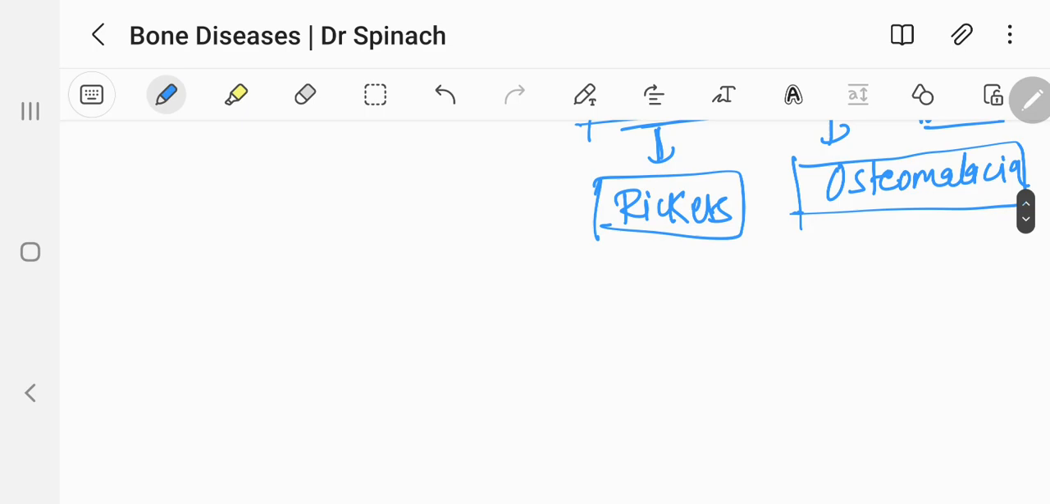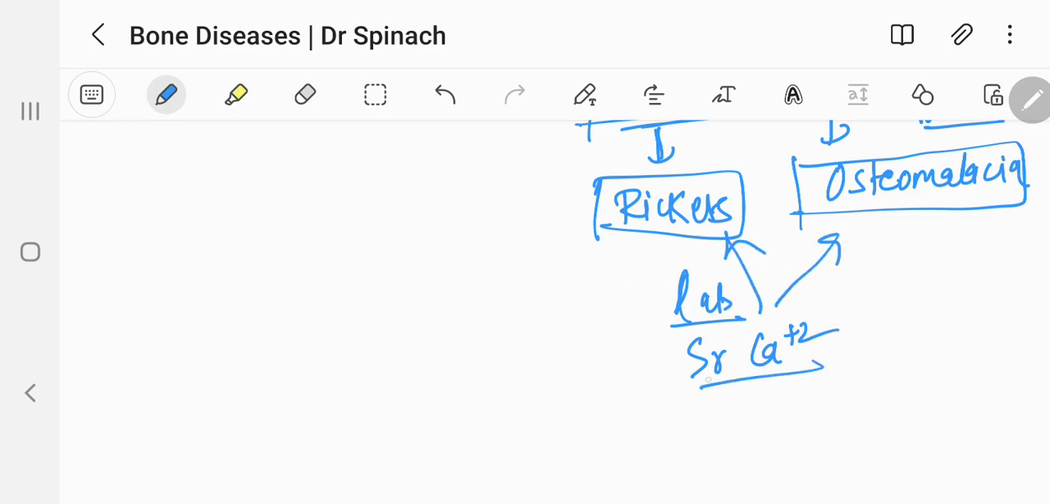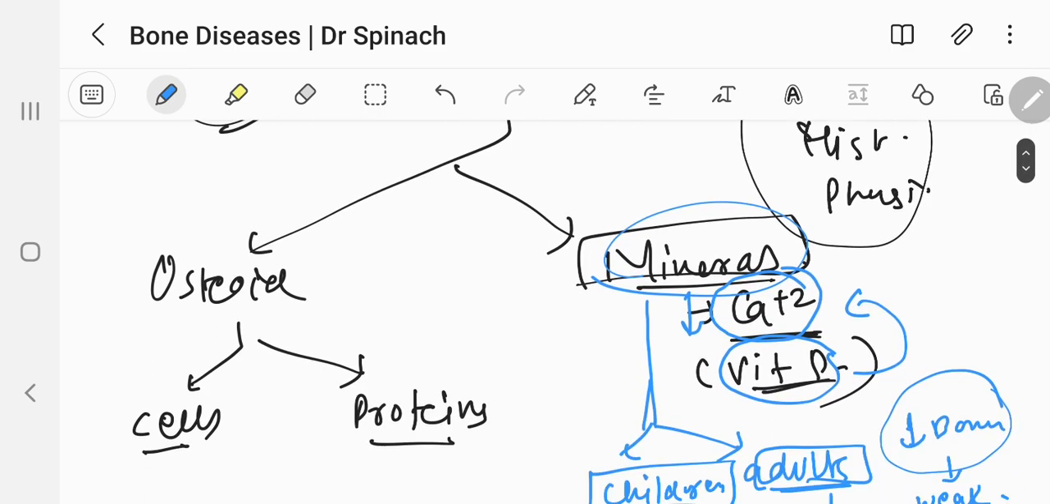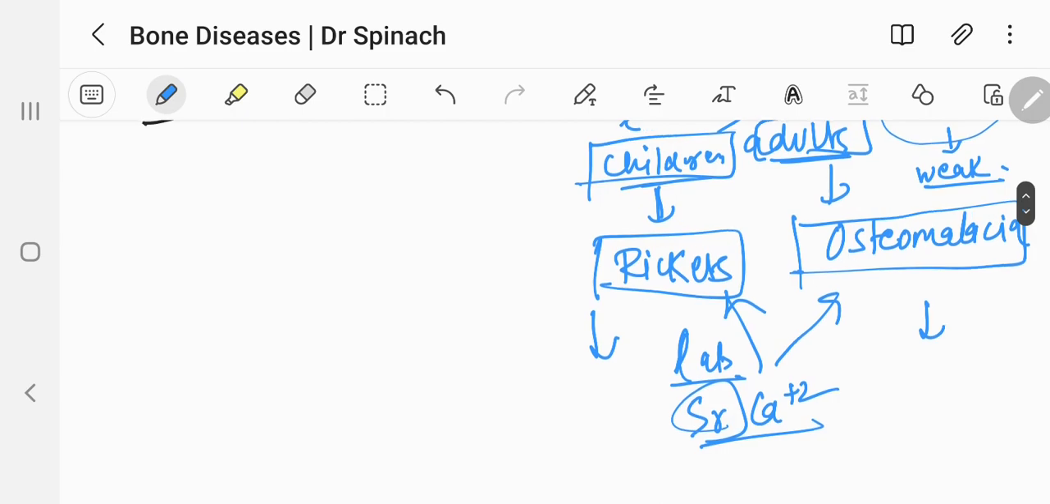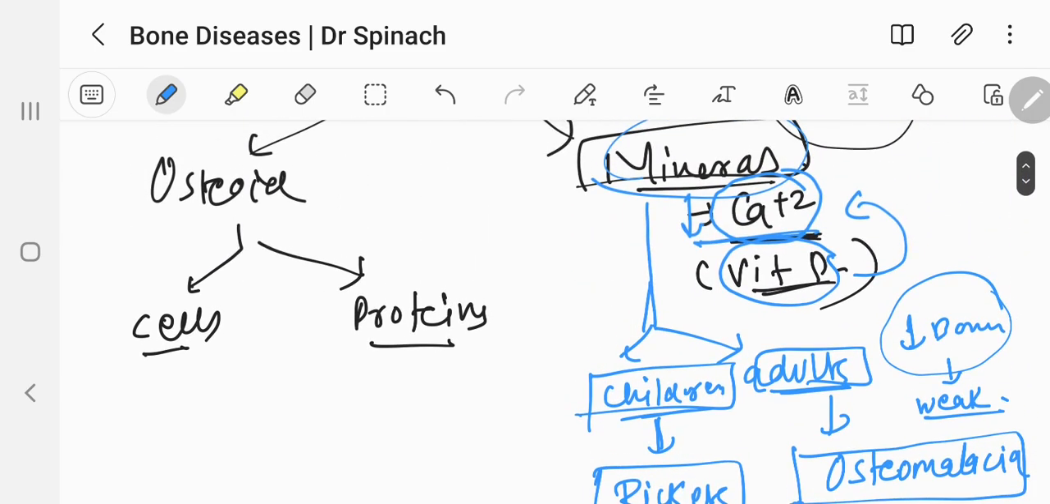Now there's one more thing that's important to understand here, and that is when we do the lab diagnosis and check the serum levels of calcium, in both of these diseases, calcium levels in the serum will be decreased, right? Because of course this is a problem with mineralization. There is a decrease in calcium, so serum calcium levels will decrease. Okay, now the next thing that we go into is osteoid.